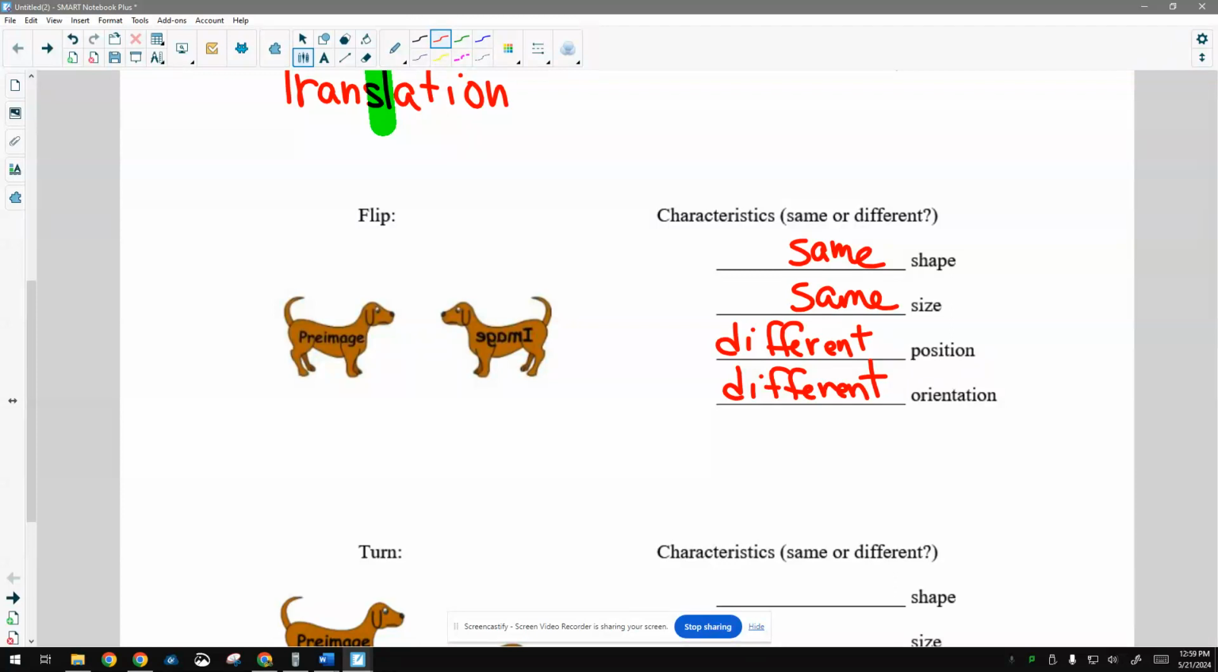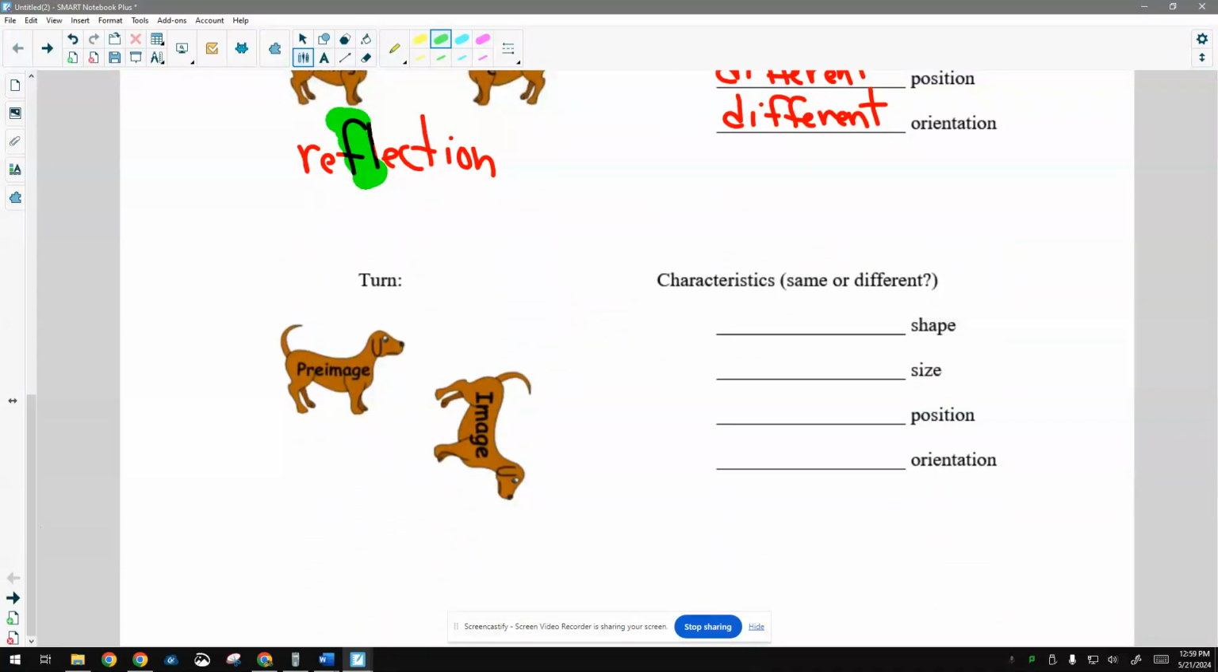A flip is called a reflection. And I remember that because flip has an FL and reflection has an FL. So we have a translation, which is a slide, a reflection, which is a flip. Wouldn't that be cool if I did a flip and added that to my little lesson? And then we have a turn.